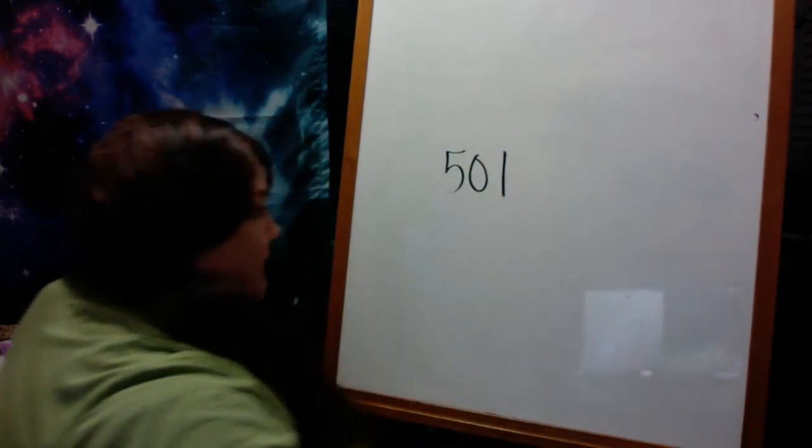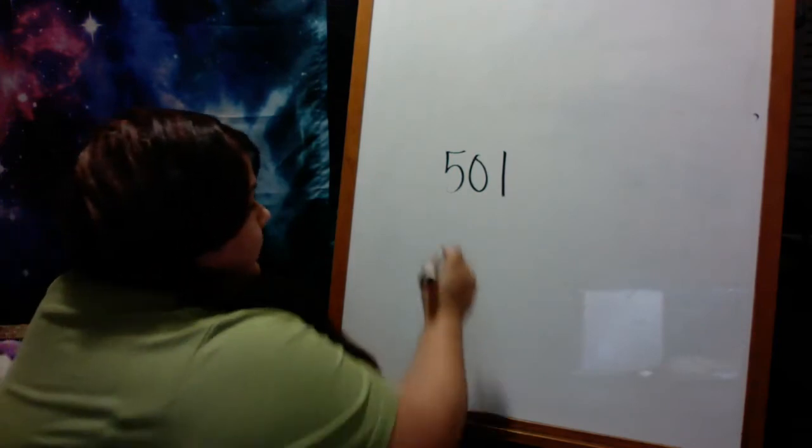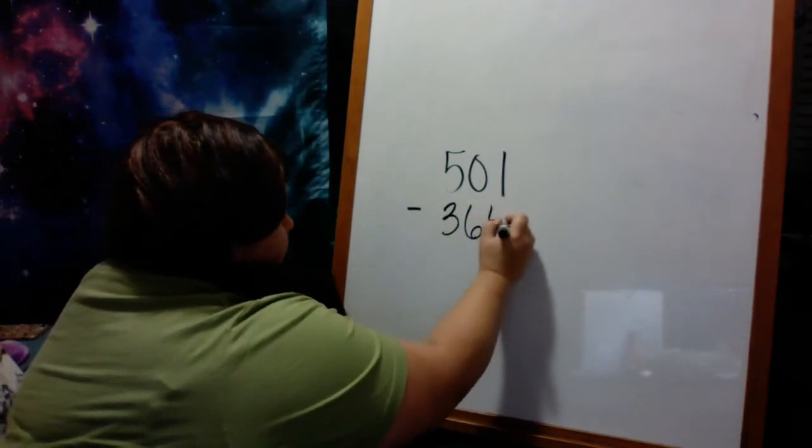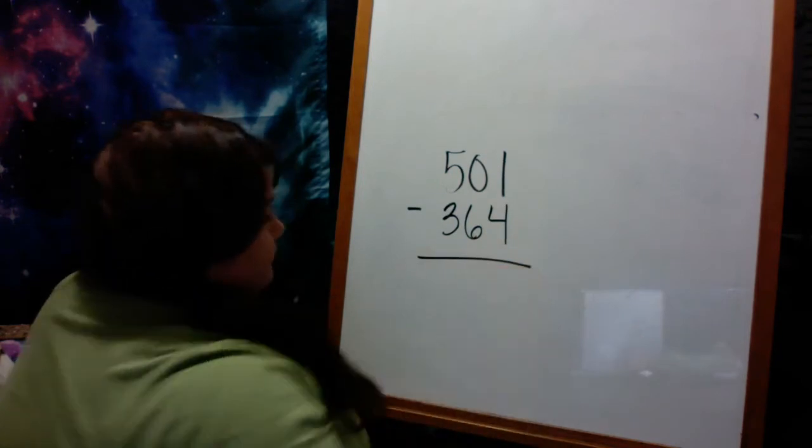Okay, so let's say I have 501. Yeah, we're going to do a big number. And I'm going to take away 364.